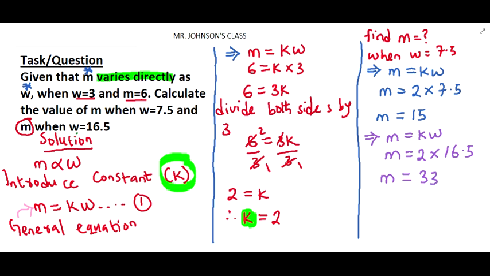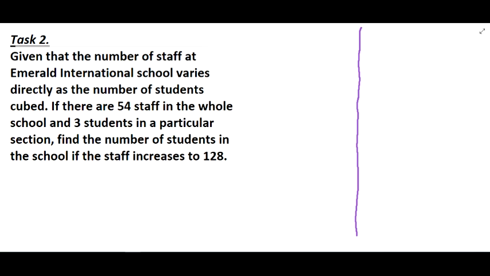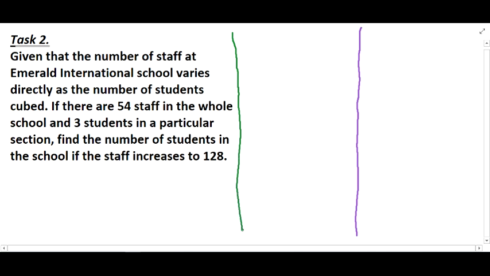Hope this is very simple and something you can actually relate to. Okay, so let's go to the next slide. In the next slide, we have a kind of long question, but I tell you, it's not difficult. It's something you can always solve on your own. Let me just make some space for my calculations right here.